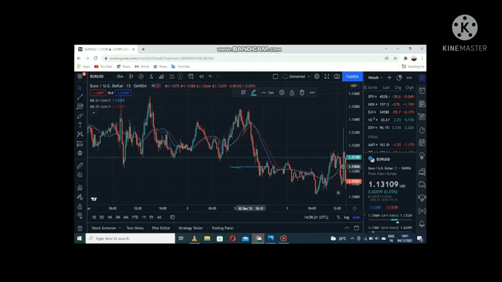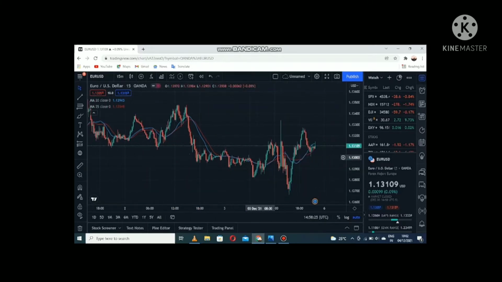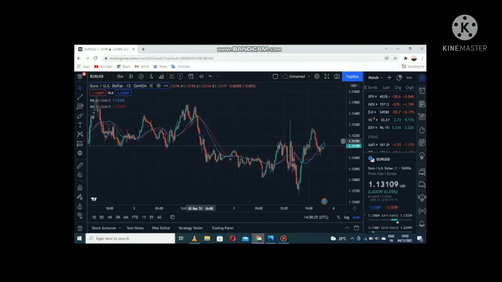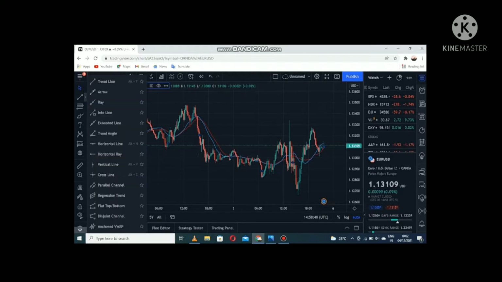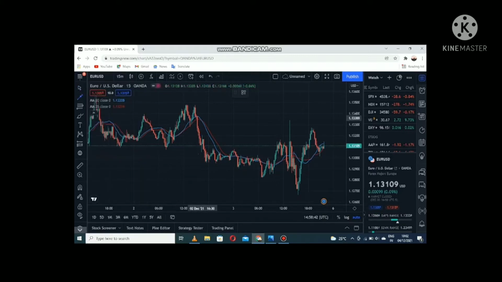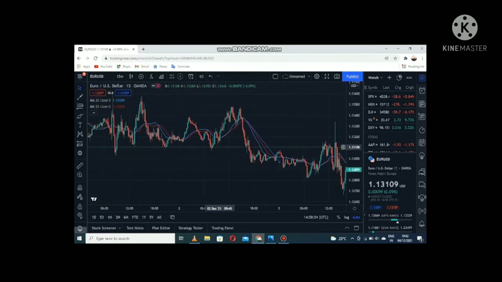The strategy is based on these two moving averages crossing. Whenever the red moving average crosses below the other moving average, the market is gonna slope and ride down. As you can see, whenever the red moving average crosses below the blue one, that's a bearish trend. So we're gonna take our sells whenever they cross, and ride the market down.